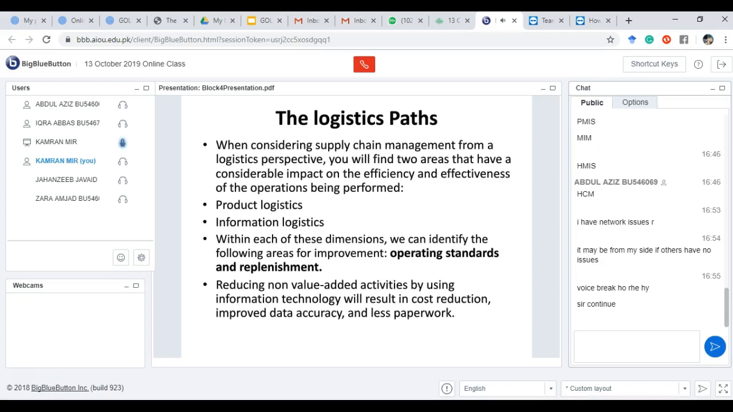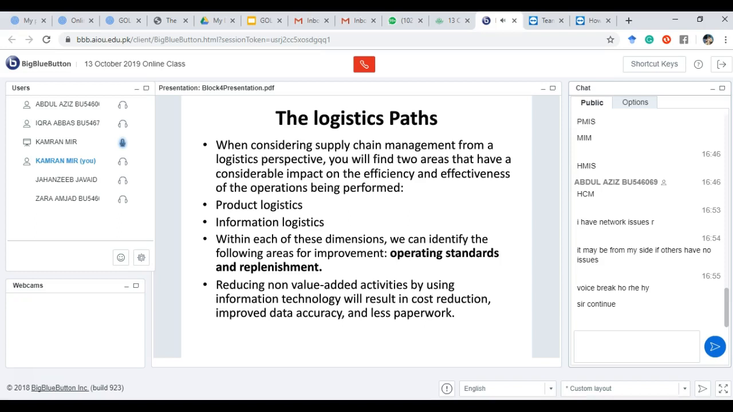The logistic parts. Okay, so when considering supply chain management from a logistic perspective, you will find two areas that have a considerable impact on the efficiency and effectiveness of the operations being performed: product logistic and information logistic. Now, within each of these dimensions, we can identify the following areas for improvement: operating standards and replenishment. Reducing non-value added activities by using information technology will result in cost reduction, improved data accuracy, and less paperwork.